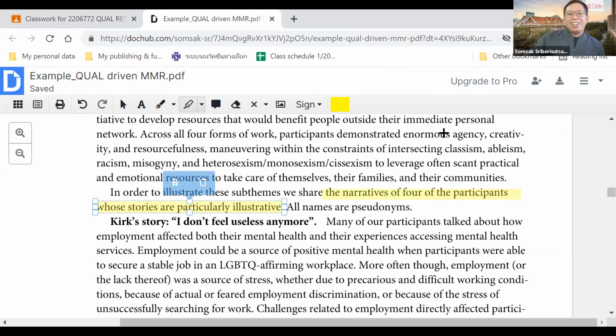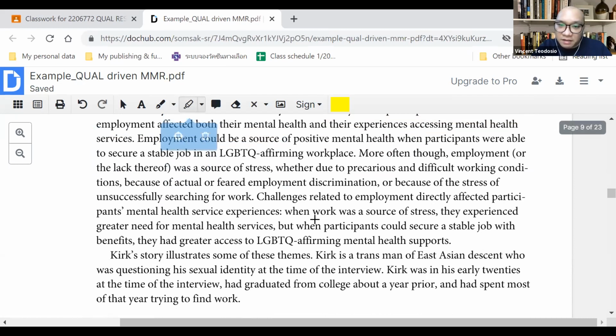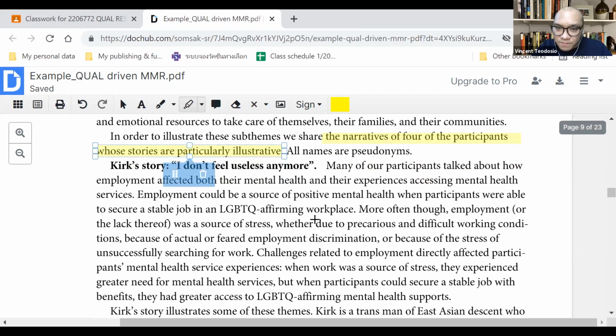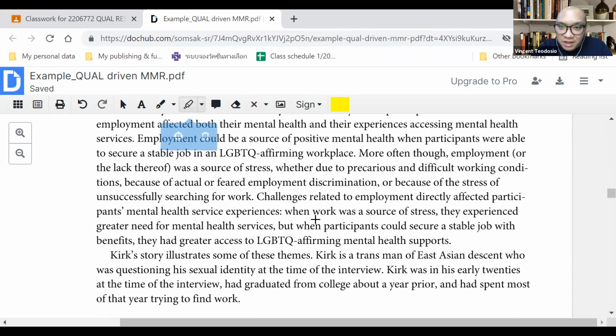I noticed, as Vince mentioned a while ago, they chose four of the interviews. But if you notice here, they mentioned the name of the interviewee. That's one of the things I noticed here. I think they posted the exact text, the exact script that was given by the interviewee.